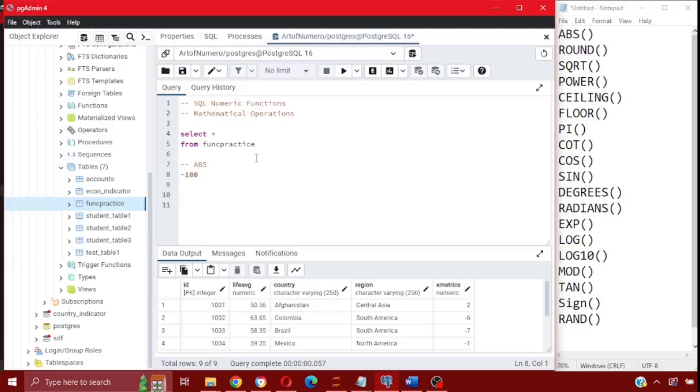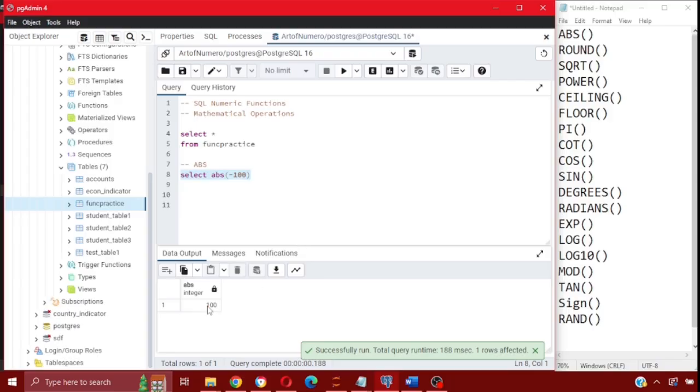The way we start for functions is the same way we use select queries for everything else, especially for arithmetic or other numeric functions. So for mathematical functions, we do the same thing. We start with select, then we pass our function, and then we pass our value inside the parentheses. We run this, and as a result we get 100. So again, 100 is the absolute value for the -100, the negative integer that we have here.